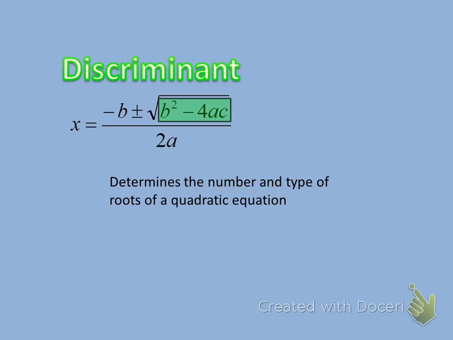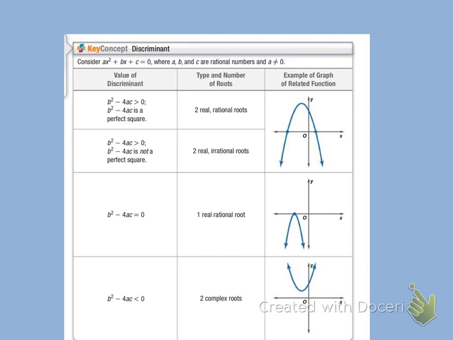And that's what this screen kind of details. Here's what it all says. If you look on this left column, b squared minus 4ac is bigger than 0, which means positive. b squared minus 4ac is a perfect square. Type and number of roots: 2 real, rational. You don't need to say real, just say 2 rational. 2 rational roots. Whether it's a nice whole number or it's a fraction, doesn't matter. It's a nice one.